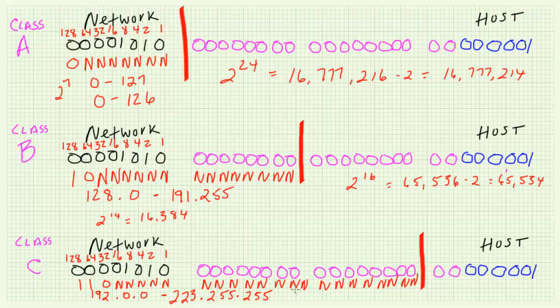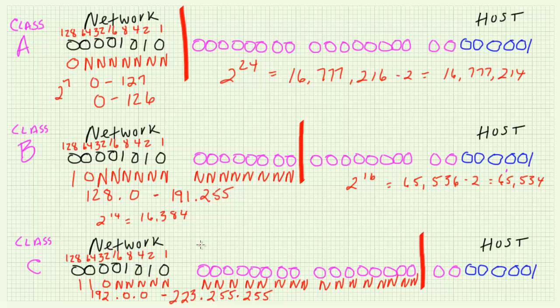That's 223.255 if all these are set to 1, .255 if all of those are set to 1. So in the case of our Class C networks, we're using the first 3 octets for network addressing. We can see the dividing line way down here this time. We've got the first 3 octets for the network and the last octet for the host.